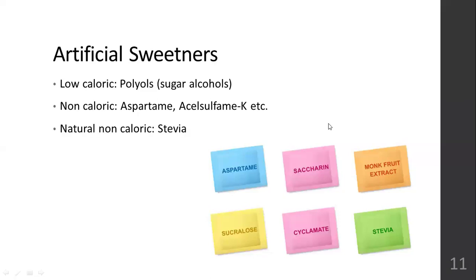And the natural non-caloric one is stevia. Questions based on stevia can be asked in the exam. Okay, so 50 gram of stevia powder can give you the sweetness of 1 kg of cane sugar. It is because of the compound found in stevia, which is called stevioside. So questions related to this can come in the exam, so mark that topic as important. Mark artificial sweeteners as important, especially stevia, polyols, and non-caloric sweeteners.